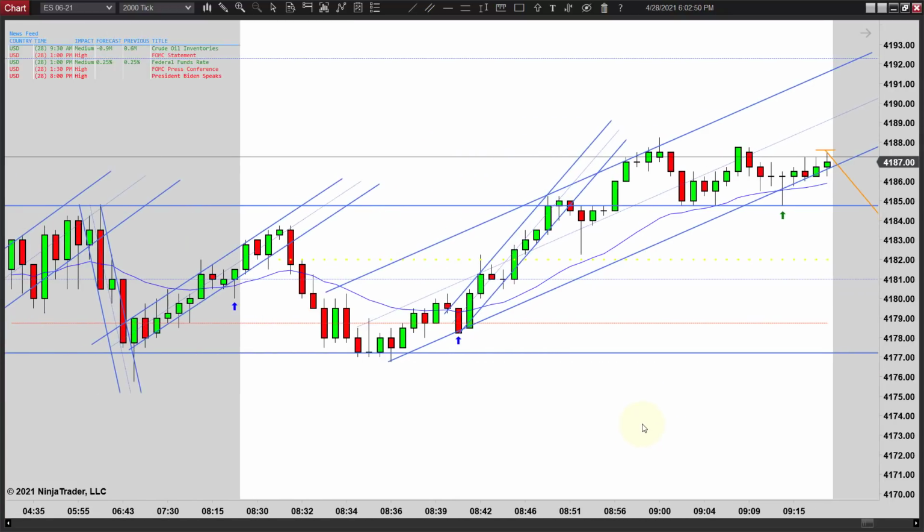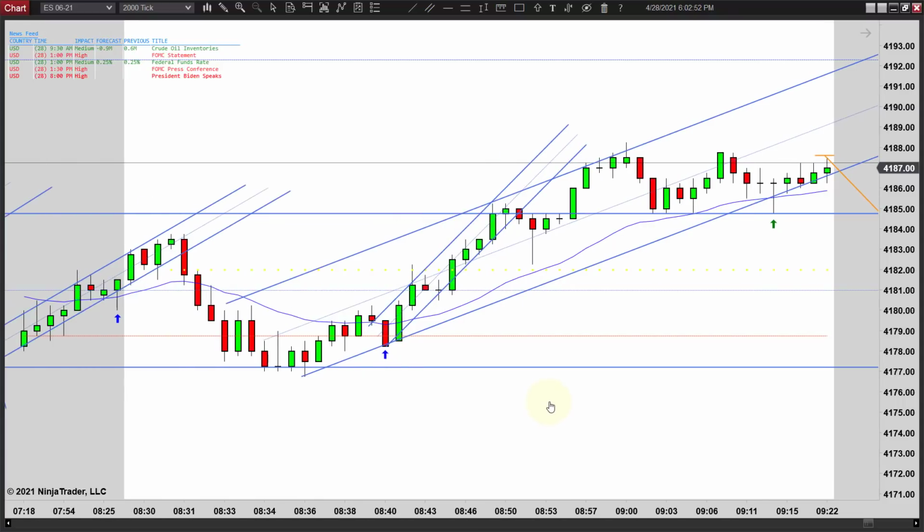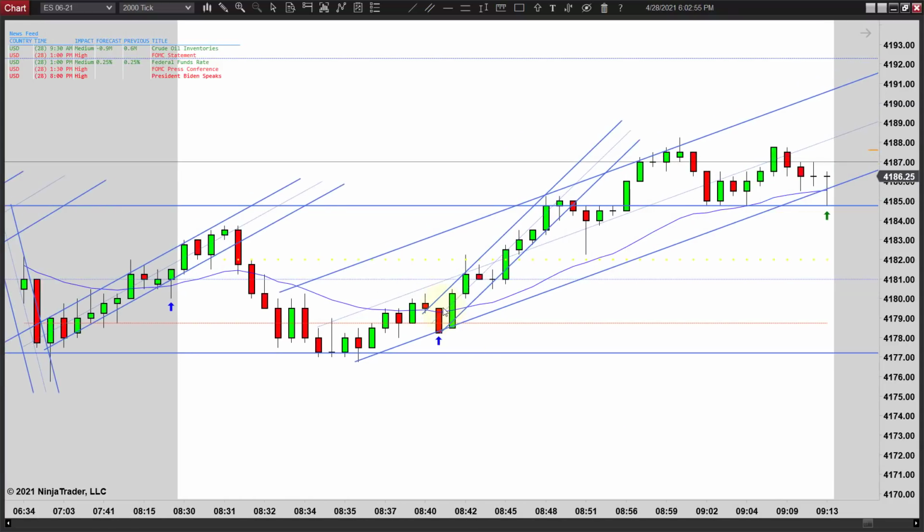So let me make this a little smaller. Okay, but anyway, a failure. I like going long right there, and you probably would have got a runner here and could have ridden it all the way to the top.